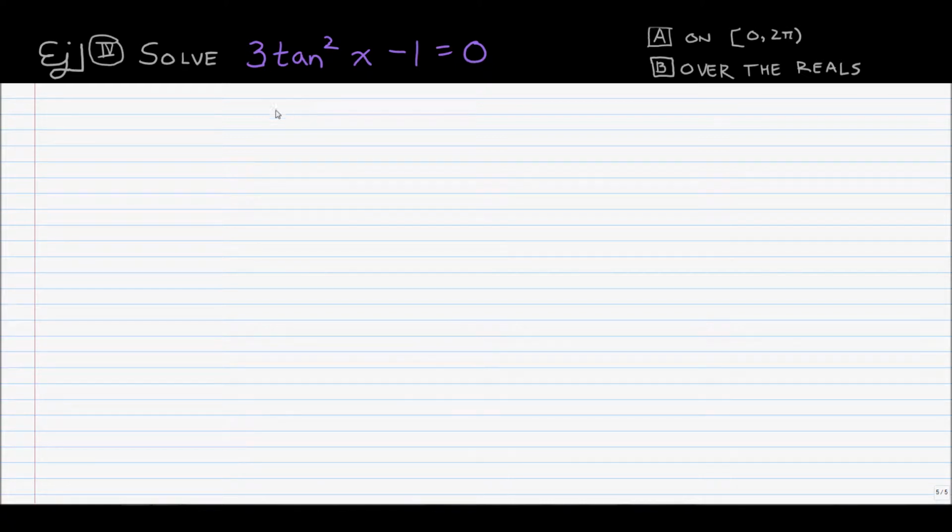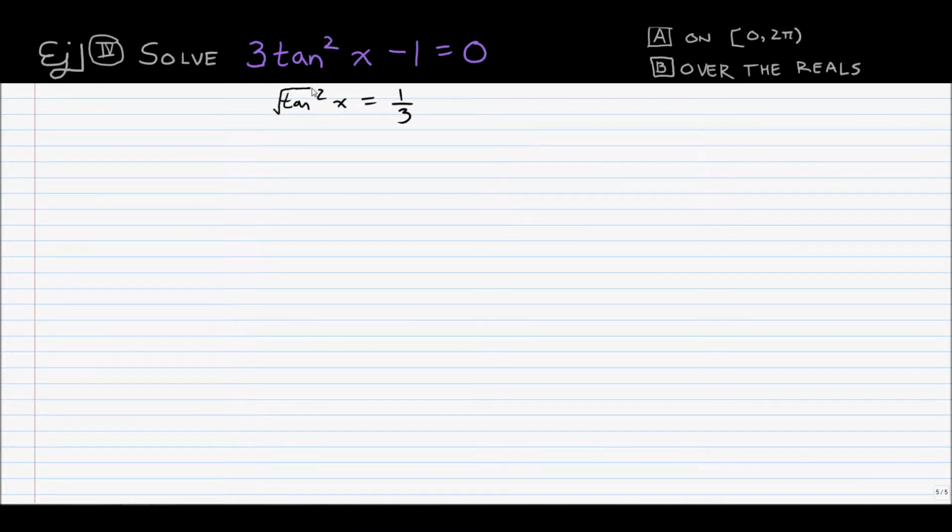So first of all, let's go through and do some algebra here. And you might be tempted to do some difference of squares action here, and that would be one strategy. I prefer, though, going through and very carefully basically solving for the trig function as best I can. So the first thing I'm going to do is I'm going to add 1 to both sides and then divide by 3. So I'm going to get tangent squared of x equals 1/3.